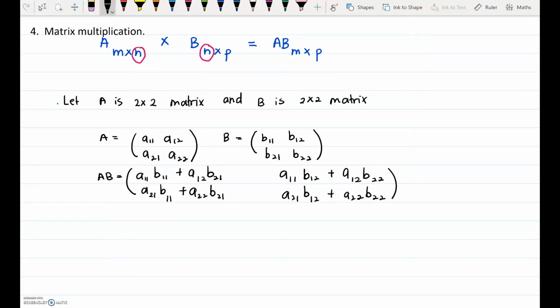Assalamualaikum and hi everyone. Okay, we have now operation on matrix. For number 4, we have matrix multiplication.